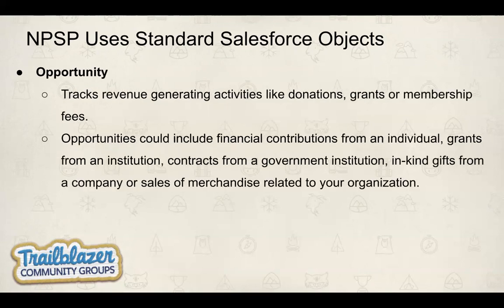Then comes opportunity. So we understood account: account will be any household or organization. Then we have contact, and contacts are people, right? Then we have opportunity, which means donations, grants, memberships, right? Opportunity basically tracks revenue-generating activities like donations, grants, or membership fees. Opportunities could include financial contributions from an individual, grants from an institution, contracts from a government institution, in-kind gifts from a company, or sales of merchandise related to your organization, right? So everything will be treated as an opportunity.